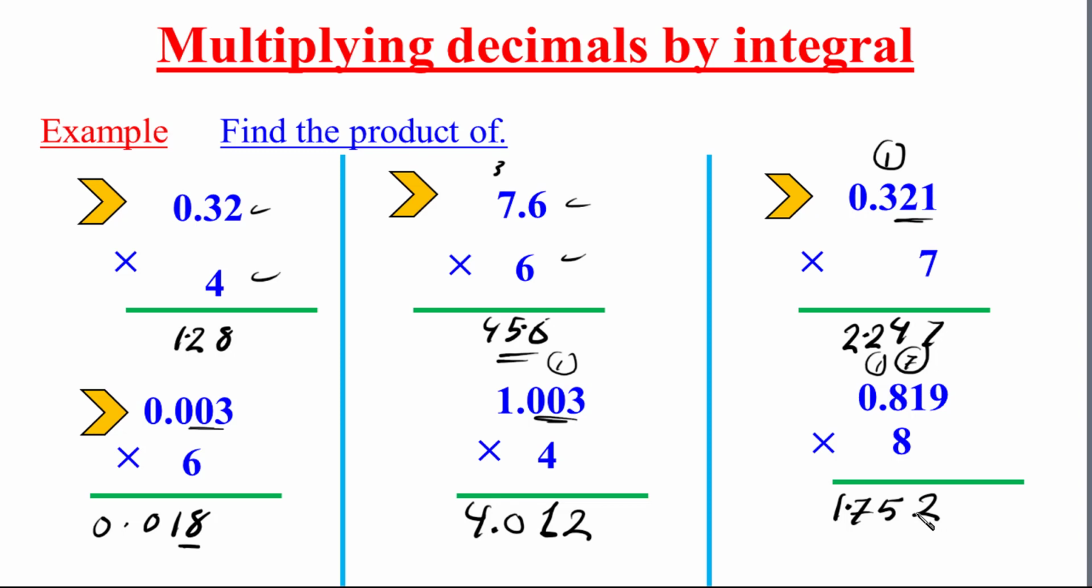So don't forget to multiply the decimal by integral. The first step, ignore the decimal point, then multiply the two integrals and insert the decimal point according to the number of decimal places we have in the factors. So don't forget these steps.